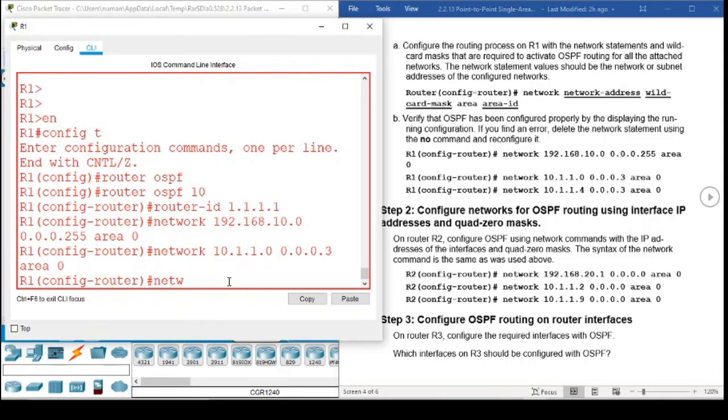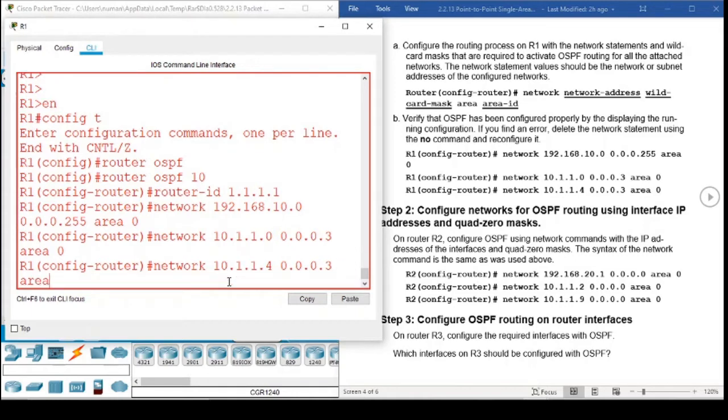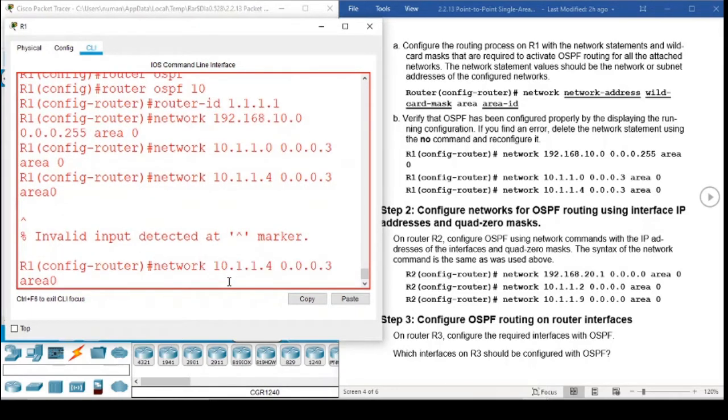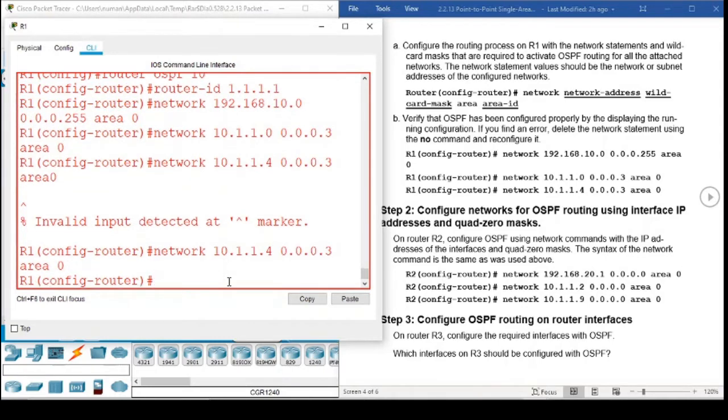Then again one more network command, and then we have 10.1.1.4 and 0.0.0.3, and the area should be 0. Okay, so there was a space problem. So the 3 networks I have configured. Now we have to follow a similar method for router 2, router 3, and router 4.